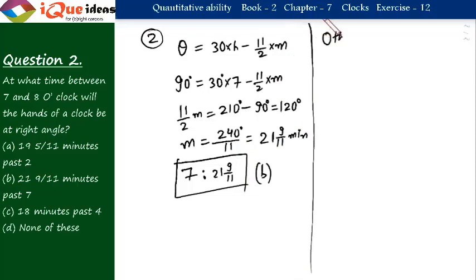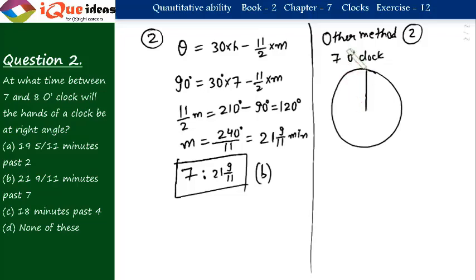So the other method for question number 2 would be done like this. First, draw the situation at 7 o'clock. So at 7 o'clock, what will be the situation? The minute hand is here at 12, and the hour hand is at 7. This is the hour hand. Now the total distance between them in terms of angle, in the clockwise direction, is 210 degrees, right?